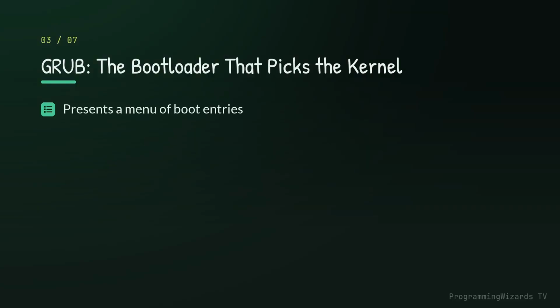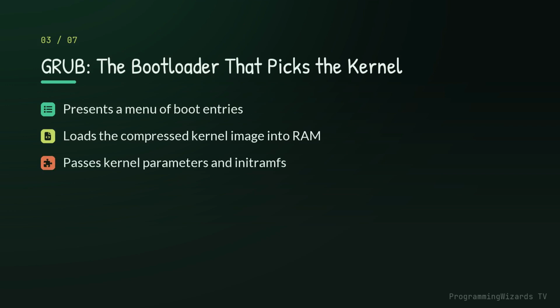GRUB, the Grand Unified Bootloader, is what you see when you pick between operating systems on a dual boot setup. But its real job is more fundamental. It locates the Linux kernel on your disk, a compressed file usually called vmlinuz, loads it into memory, and hands it an initial file system called initramfs. That tiny archive contains just enough drivers to mount your real root partition. Think of it as a skeleton key that lets the kernel unlock the rest of the system.